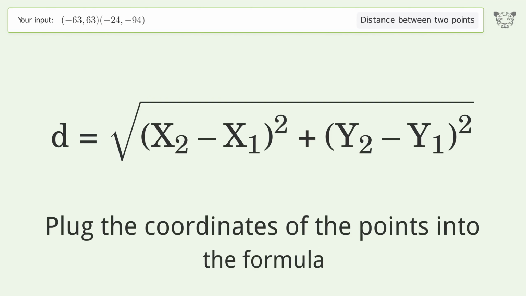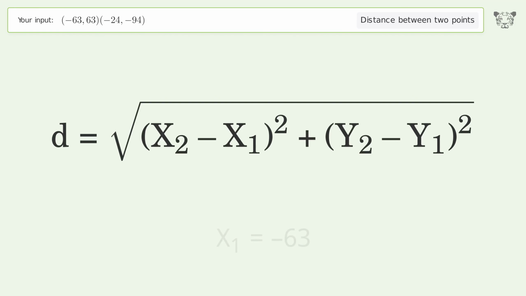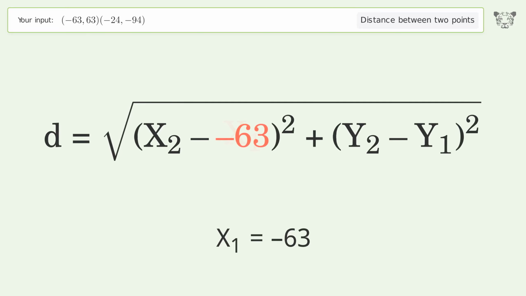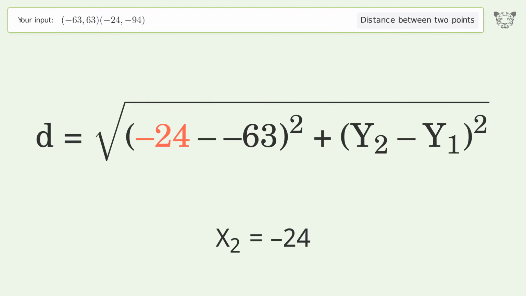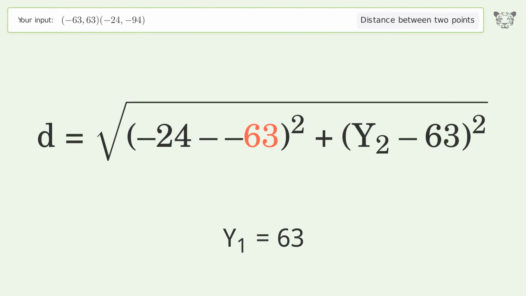Plug the coordinates of the points into the formula. x1 equals negative 63. x2 equals negative 24. y1 equals 63. y2 equals negative 94.